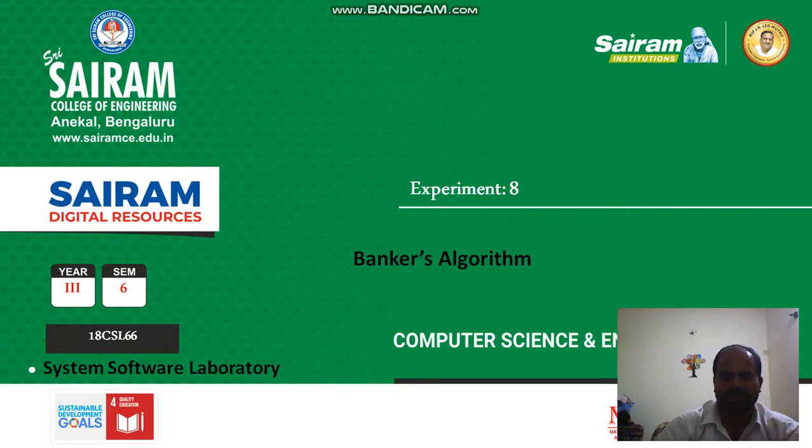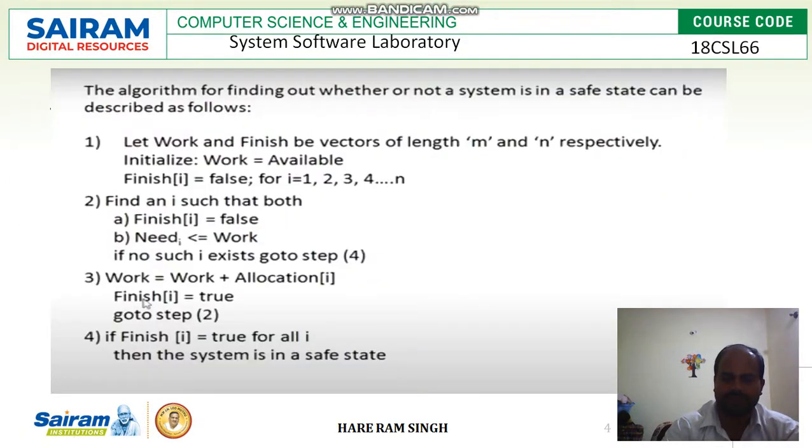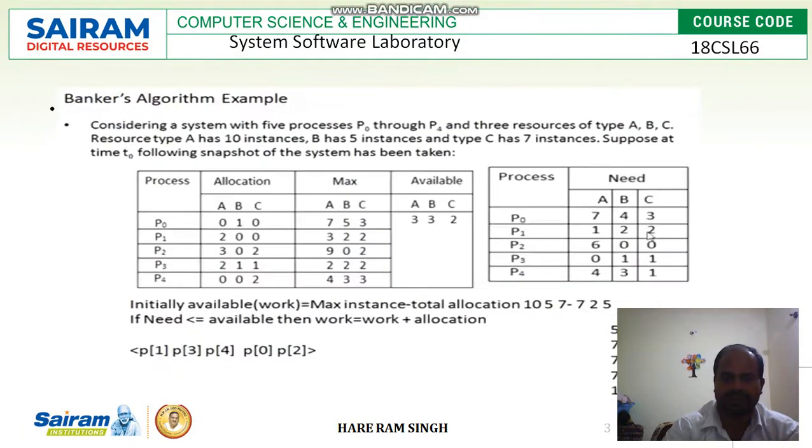Dear students, let us continue experiment 8. In the previous lecture video, we had done up to P4. Again, the need of P0 will be checked. The need of P0 is 7, which is not less than but equal to 7.